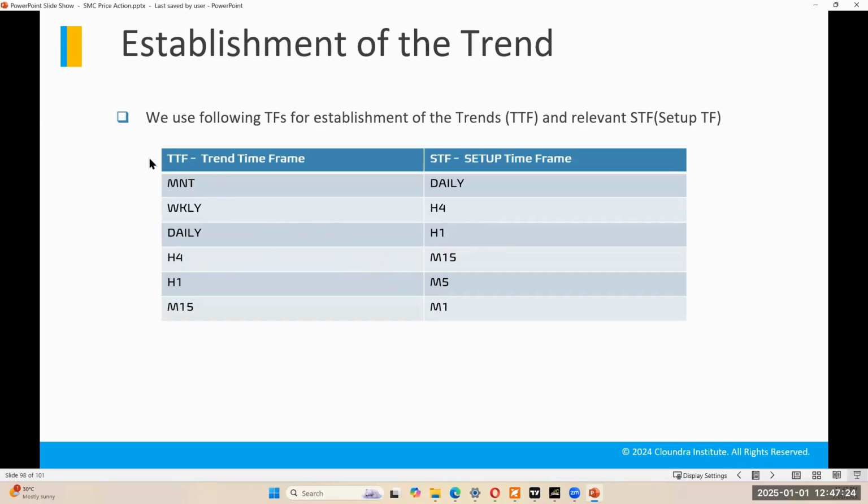These are the time frames we use for the TTF, and these are the time frames we use for the trade setup. That means that if you find an FSB red or FSB green or FSB blue in the daily time frame, our setup time frame and our entry time frame will be H1.